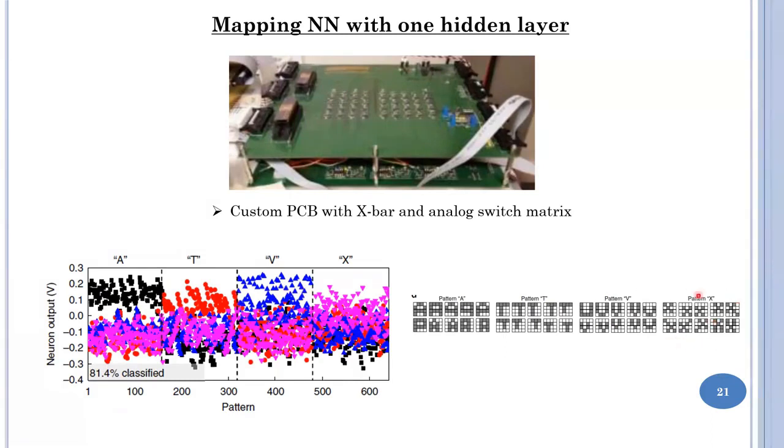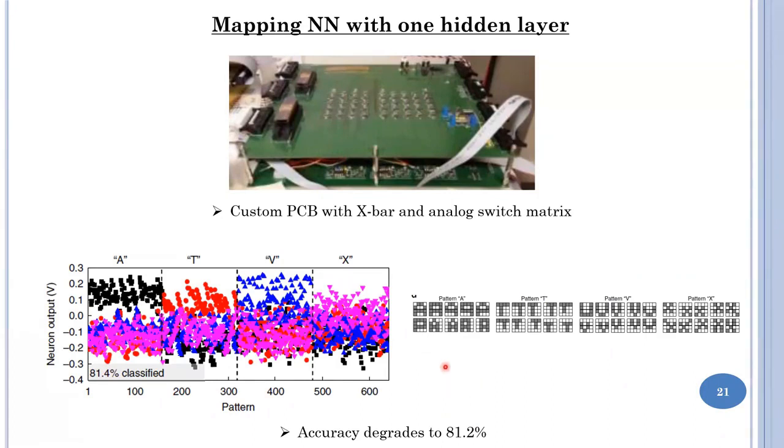However, if you apply anything from pattern X, you'll see that the output is smeared with several different errors. So the accuracy that we got with this was only 81.2%. And this is very low compared to any of the software neural networks. On this kind of small data set, the accuracy that any software neural network implementation will give you would be close to 99.8% or something around that. And if on that data set your device is performing at 81.2%, it's really poor compared to the software.